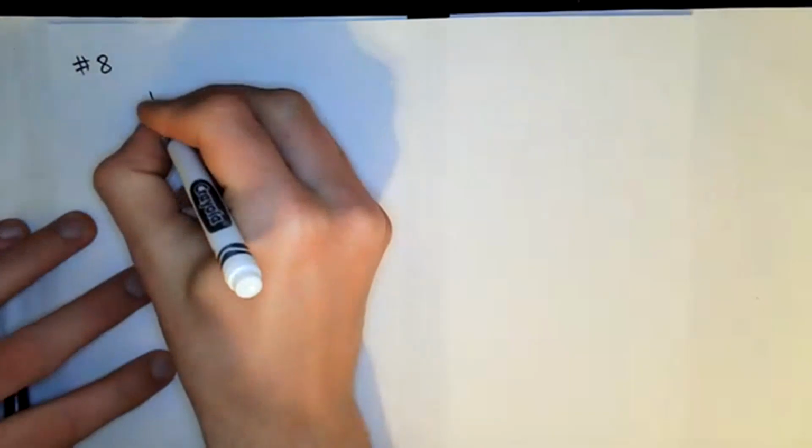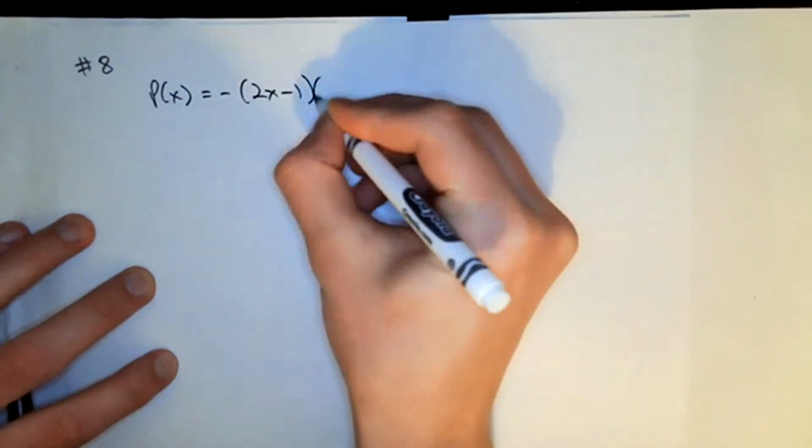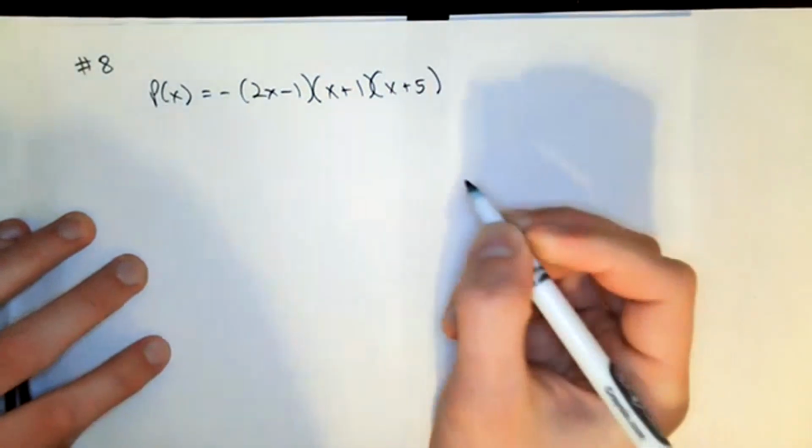Okay, I've worked problems like 8 and 9, I think. I'll just go ahead and work number 8. Maybe I'll work number 9 too. P of x is negative of 2x minus 1 times x plus 1 times x plus 5.